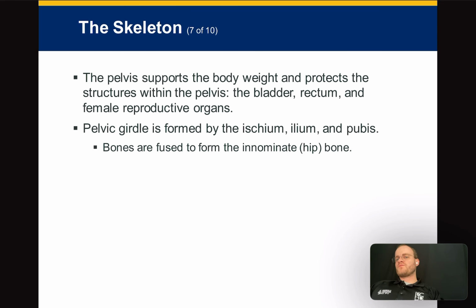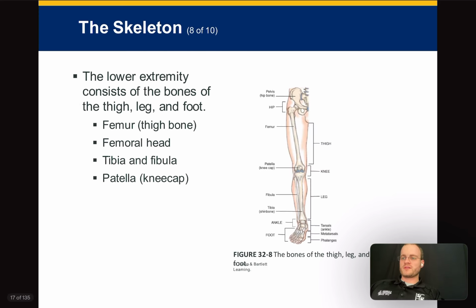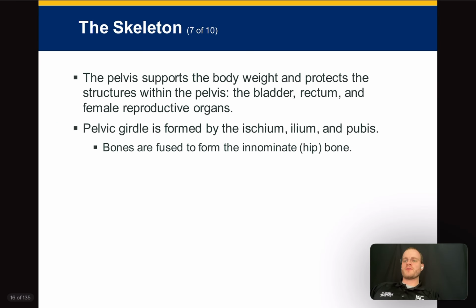And so the pelvis supports the body weight and protects the structures within the pelvis, the bladder, rectum, and female reproductive organs. The pelvic girdle is formed by the ischium, ilium, and pubis. Okay, and do we have a picture of this? No? I thought I put one in here. It's okay. So the ilium's the top part, the ischium's more of like this, the center area, and the pubis is the connection between the two. Okay?